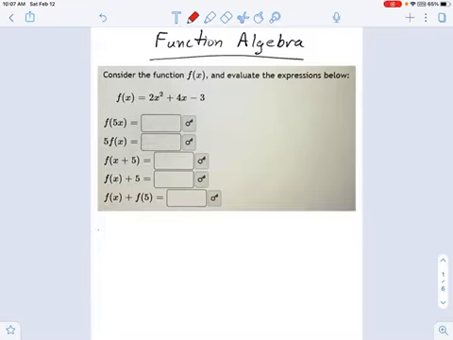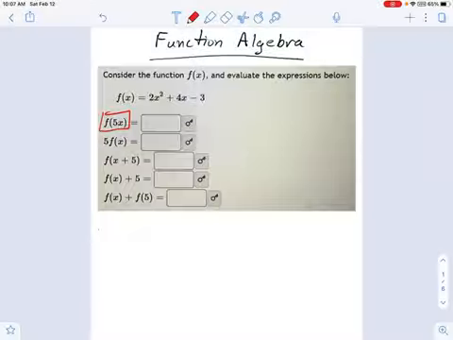As part of our unit on function algebra, let's get a little practice doing function arithmetic, which is putting things into functions by evaluating them. So, for example, let's take this first one. It says f of 5x. Now, that's not f times 5x, right? It's substituting 5x in wherever you see x in the equation.